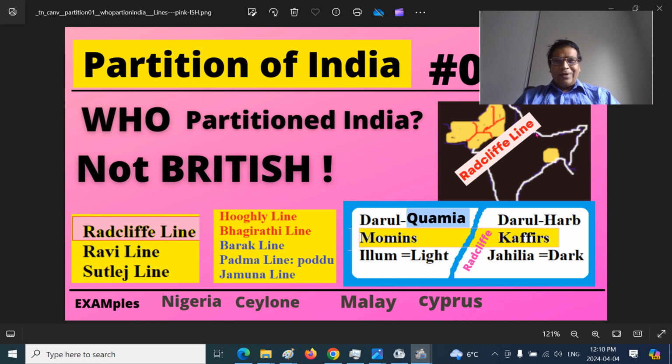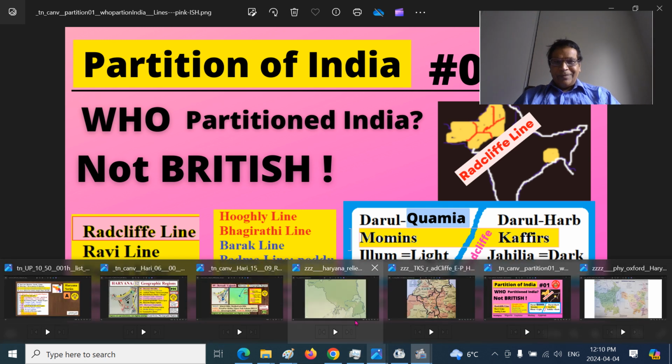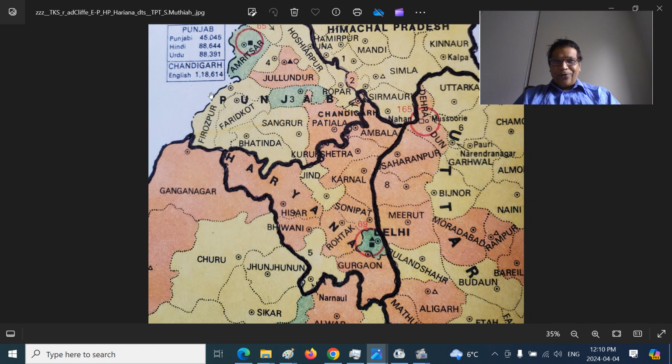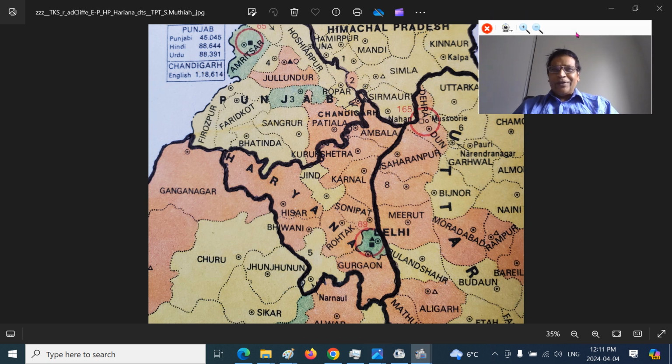So we are talking about the east of the Radcliffe line. In 1966, bilingual Punjab was trifurcated into Haryana, Punjab, East Punjab, and Himachal Pradesh. East was dropped intentionally by the leadership so that people will not be aware of a partition. So that is called just Punjab today.